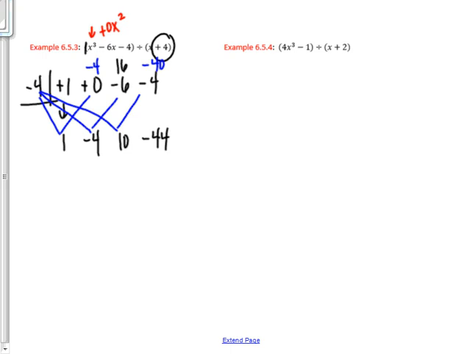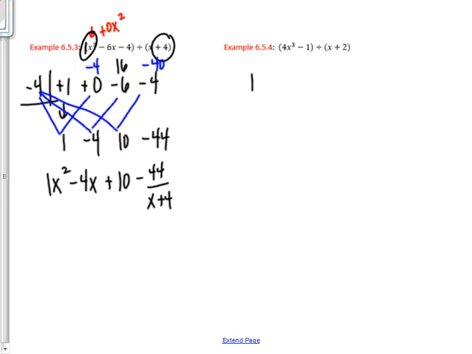Okay, so I feel like I did something wrong. Let me double check. 1. Negative 4, 16. Yep, all right. So now let's put our x's back in. So this becomes 1x to the second minus, after that is x's, plus 10. No x's makes that my remainder.